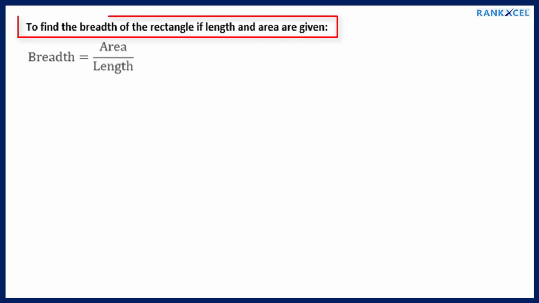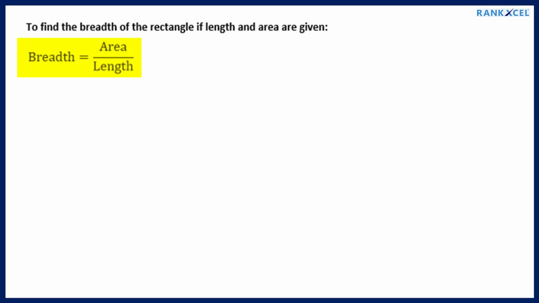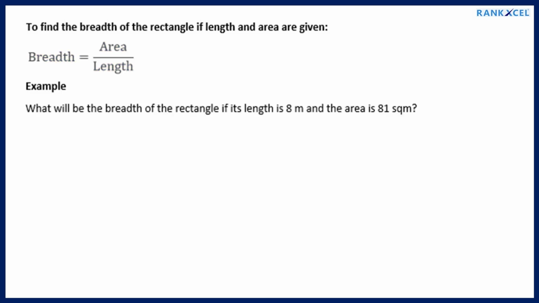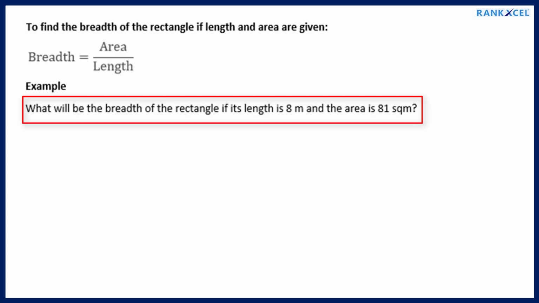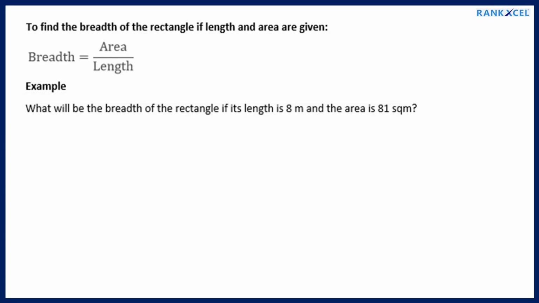To find the breadth of the rectangle if length and area are given. Example: what will be the breadth of the rectangle if its length is 9 meters and the area is 81 square meters? Solution: breadth equals 81/9 equals 9 meters.